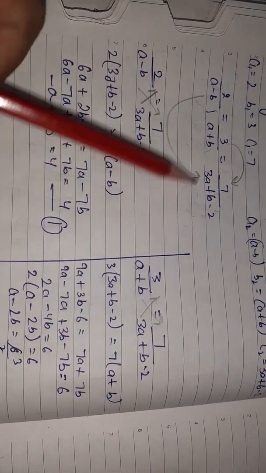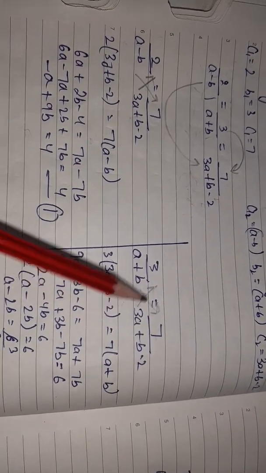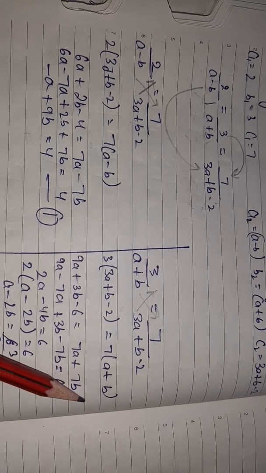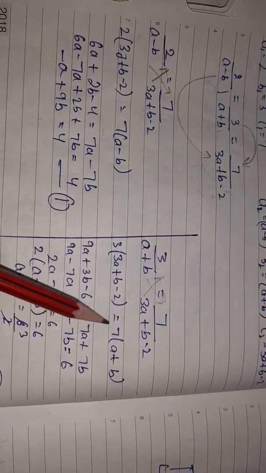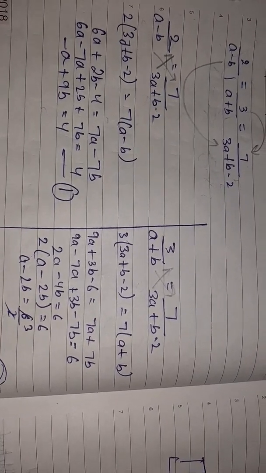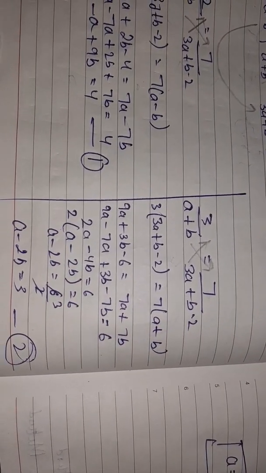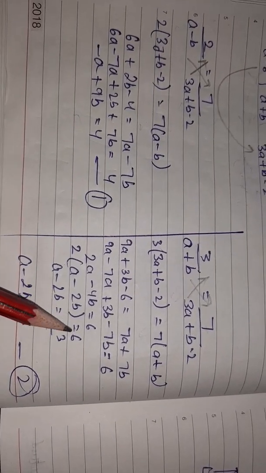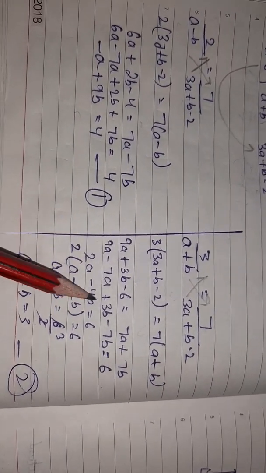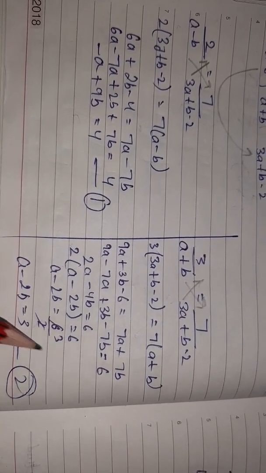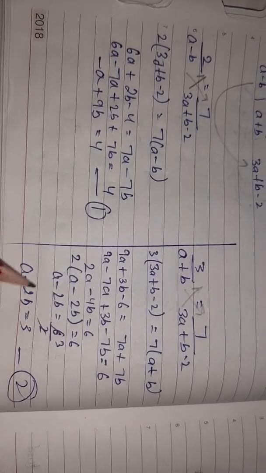Again I have done the same thing here. Cross multiplied. 3a plus b minus 2, 7 times a plus b. Multiplied this with what is inside. You'll get one more equation: a minus 2b is equal to 3. Now you have two equations. Remember, I have taken 2 as common from it and put this 2 down. So 6 divided by 2 is 3. So a minus 2b is equal to 3.